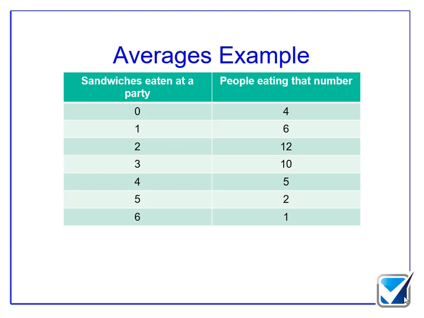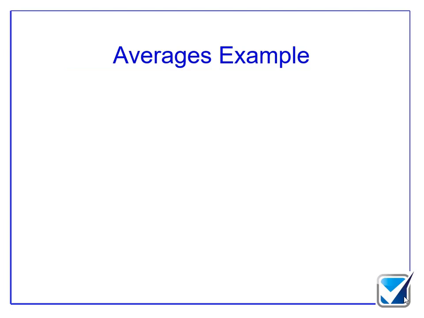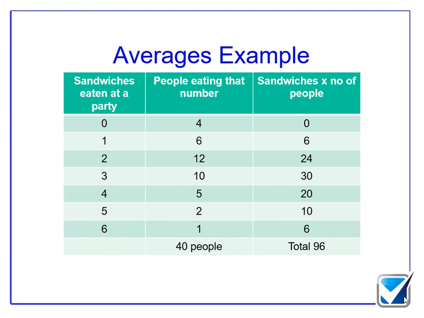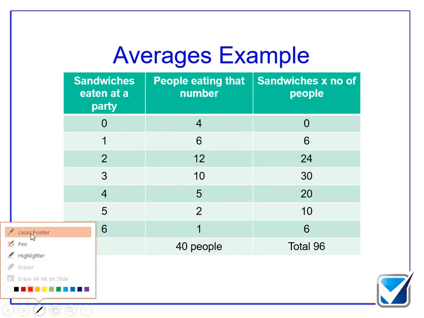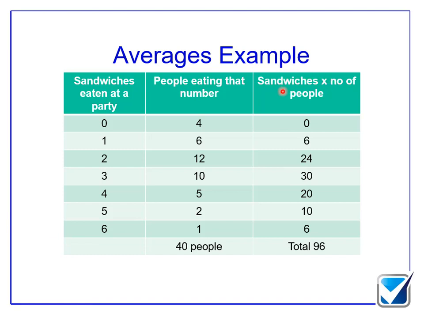So I'm going to add in an extra column, and the extra column is going to be this bit over here. Let me get this laser pointer going. So I'm looking at the sandwiches multiplied by the number of people over here. This is the bit which is suddenly very interesting to me. The sandwiches eaten at the party and the people eating that number of sandwiches are actually given to me because I can collect that data. So all of that is known with an element of certainty. I then multiply this through.